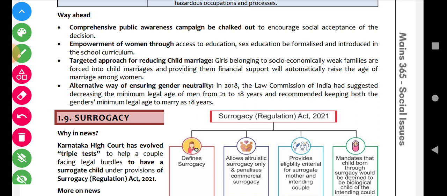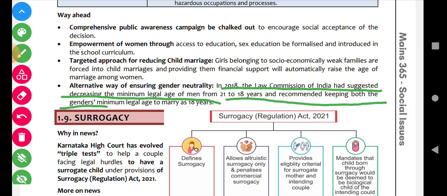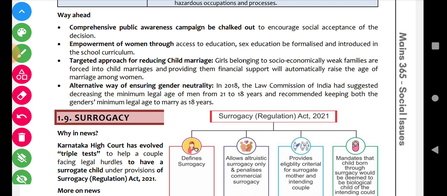An alternative way of ensuring gender neutrality: in 2010, the Law Commission of India had suggested decreasing the minimum legal age of men from 21 to 18 years and recommended keeping both genders' minimum legal age to marry as 18 years. So these are the way forward.